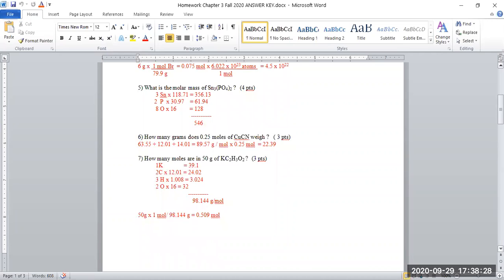The one on the bottom is another one that you're going to have to kind of do in 2 steps because it's a molecule and not an individual element. We've got a potassium, we have 2 carbons, we have 3 oxygens and 3 hydrogens and 2 oxygens. Look up your masses, multiply them as needed. You have a molar mass of 98-ish. So 50 times 1 over the 98.144 should give you 0.509, or if you rounded it, half a mole.